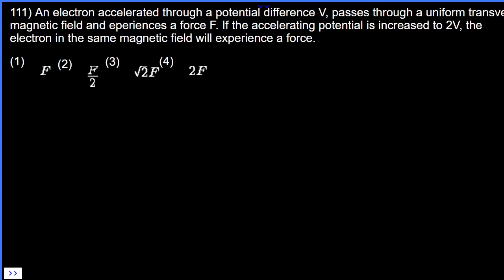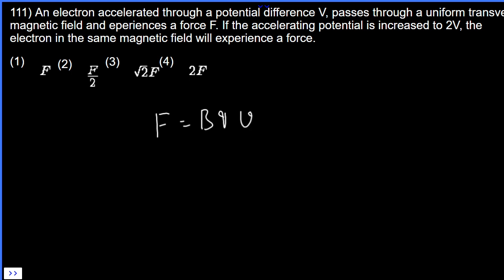An electron accelerated through a potential difference V passes through a uniform transverse magnetic field and experiences a force. If the accelerating potential is increased to 2 volts, the electron in the same magnetic field experiences a force of. The electron is moving through the magnetic field, and the maximum force acting on it is BQV.